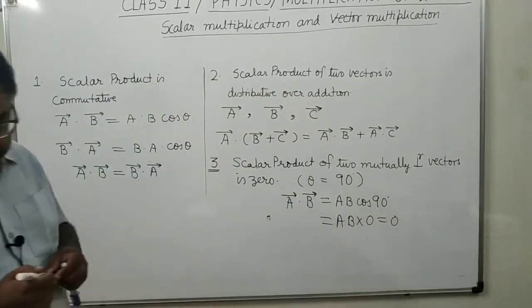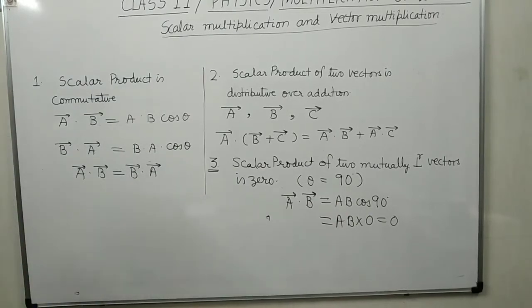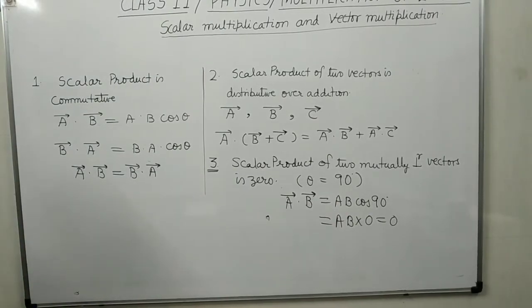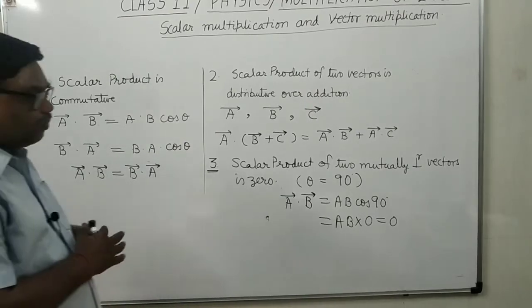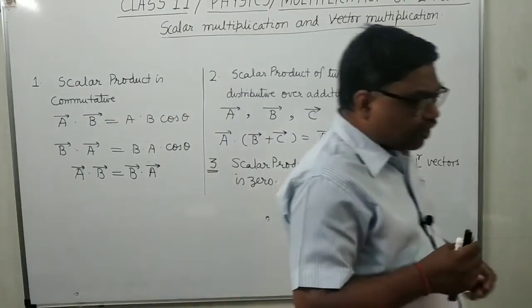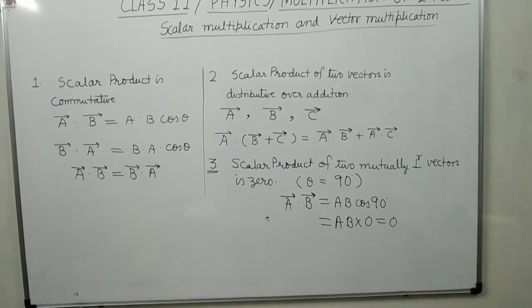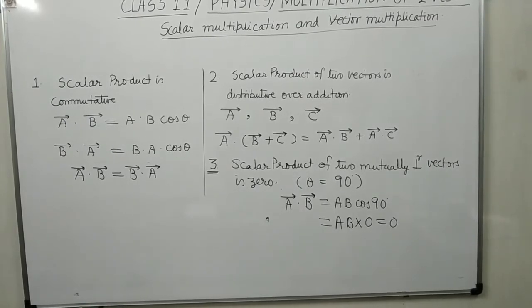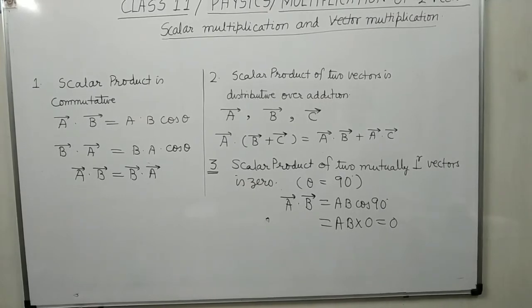You see once again, if you find out the scalar product of two mutually perpendicular vectors, the angle between the vectors will be equal to 90 degree. And when the angle between both the vectors is 90, then vector A dot vector B will be equal to AB cos 90 degree. Cos 90 degree is 0, therefore it will become 0.